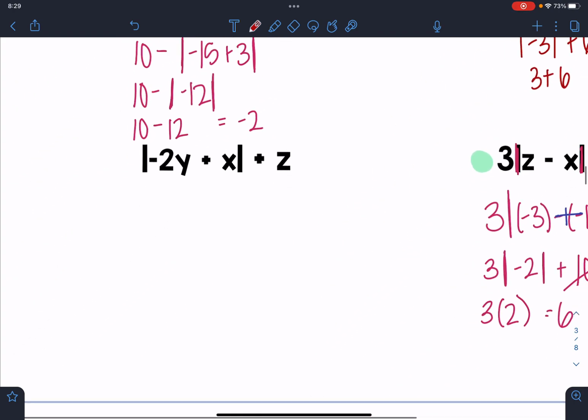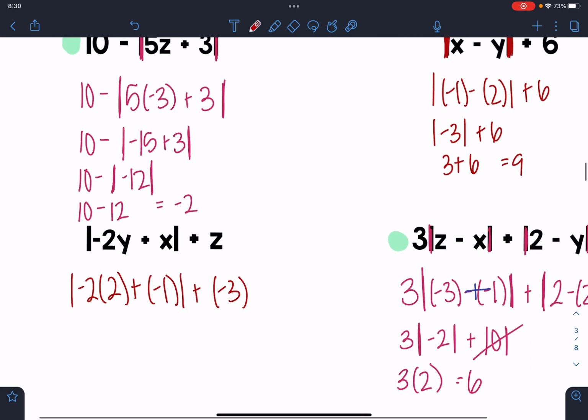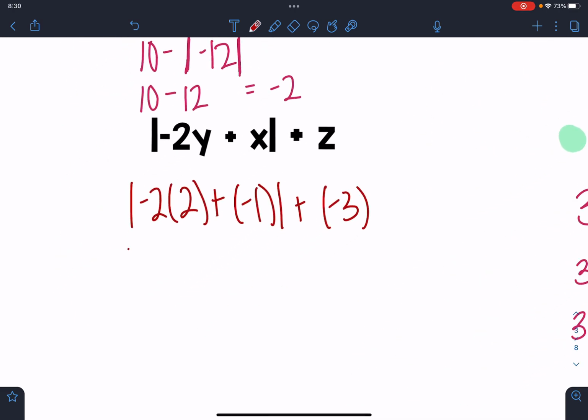All right, then the next one, we should have had negative 2, y is 2 as well, plus x, which is negative 1, plus z, which is negative 3. So inside the bars, we have negative 2 times 2, which is negative 4. And then remember, we used to circle this. Plus a negative is really minus 1. This is, again, inside the bars. So then, again, plus a minus is really minus 3.